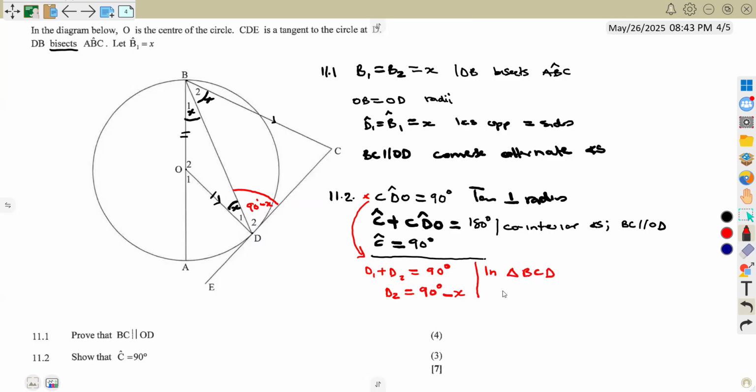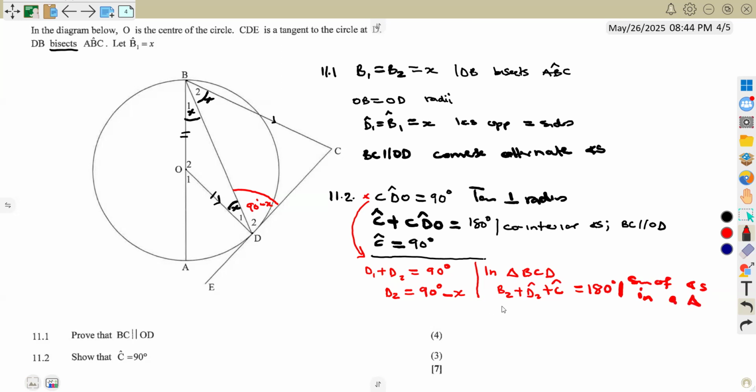We were going to say B2 plus D2 plus C must be equal to 180 degrees. What will be the reason for that? These are sum of angles. Sum of angles in a triangle.